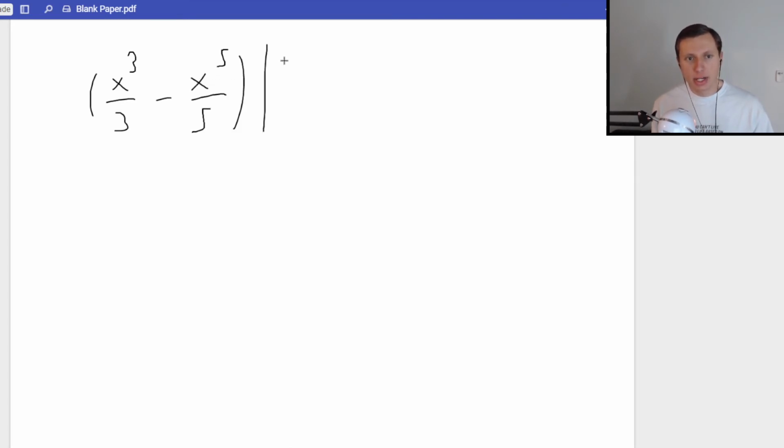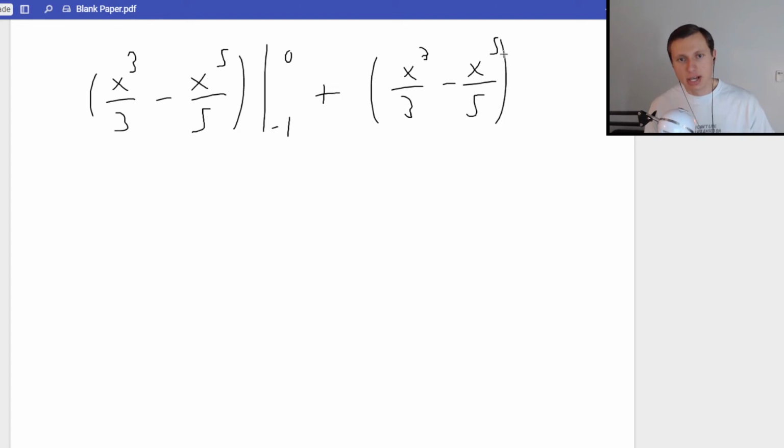This is evaluated from 0 up top, -1 on the bottom, plus my integral, plus the quantity x cubed over 3 minus x to the fifth over 5. But this is evaluated from 1 up top and 0 on the bottom. And personally, how fast is this to do in my head? Let me just do it real quick.